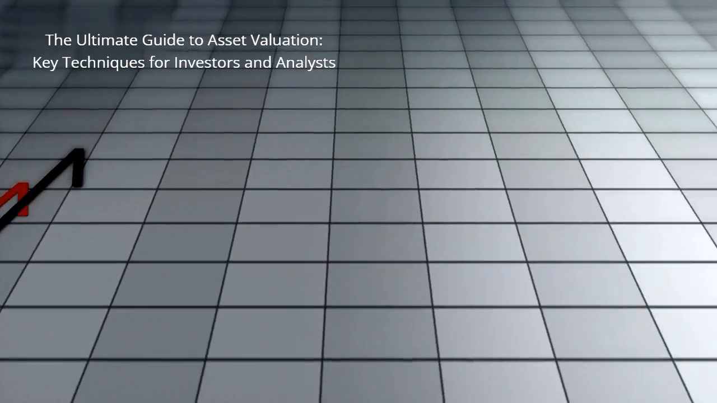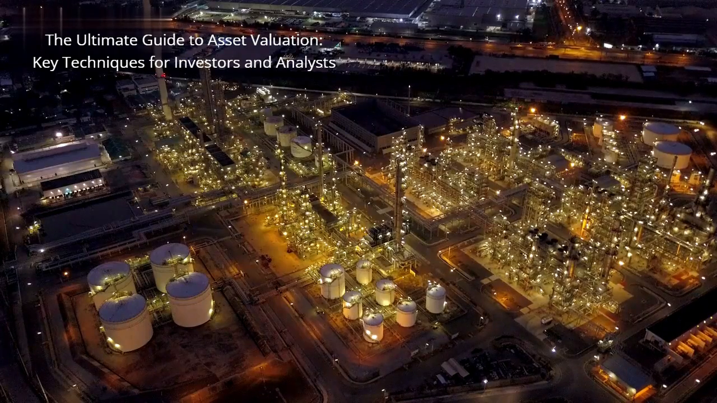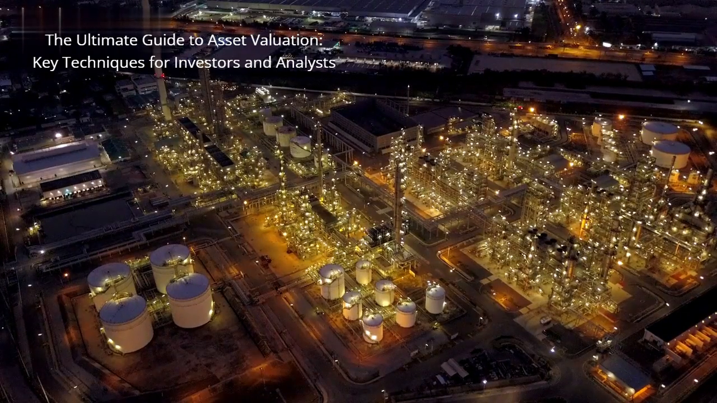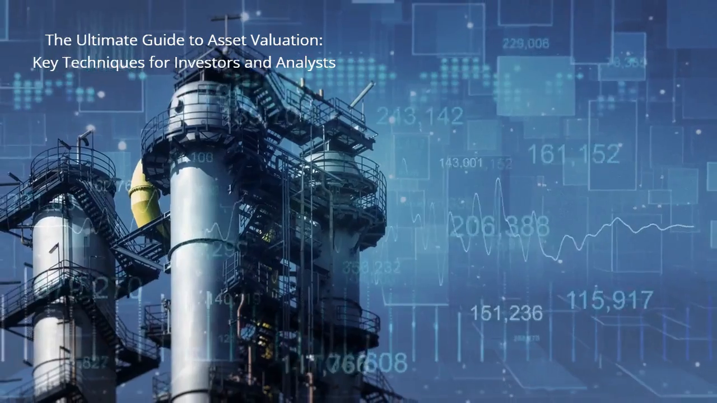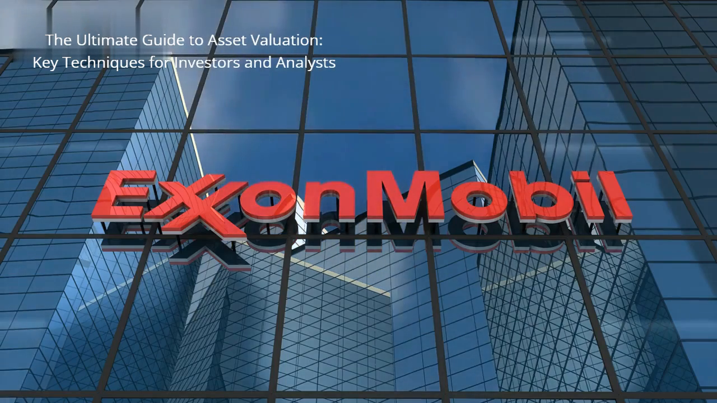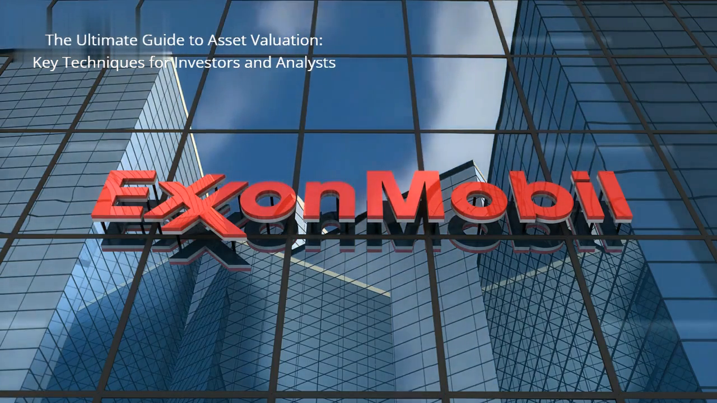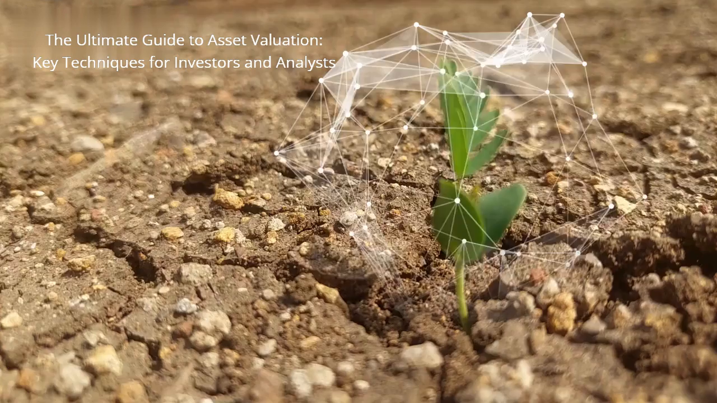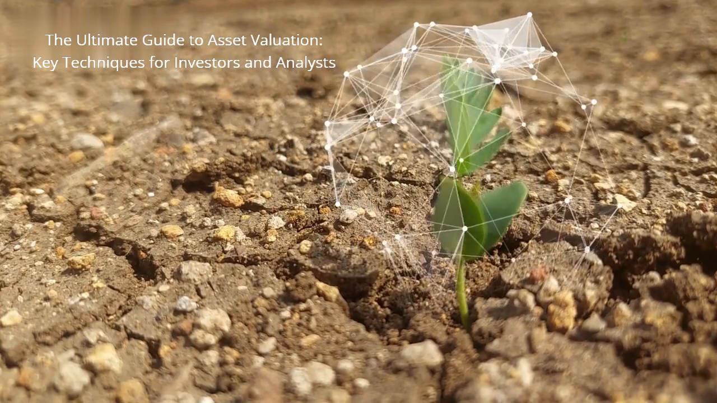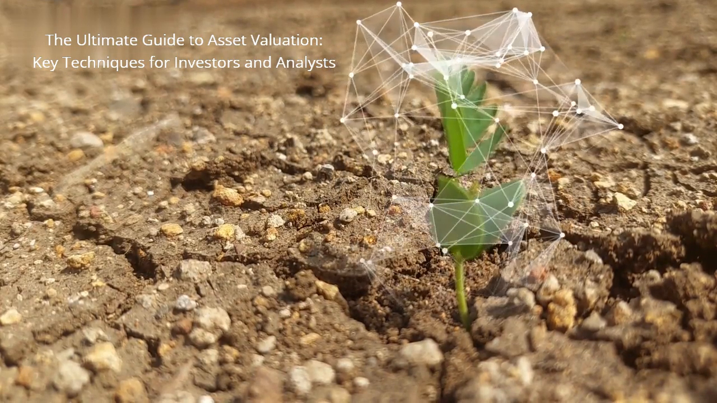6. Energy and oil companies. Best method: net asset value, NAV. Why? Energy companies rely on physical assets such as oil fields and refineries, making asset valuation critical. Example: companies like ExxonMobil or BP can be valued based on the net value of their tangible assets. Alternative method: discounted cash flow, DCF. DCF can also be applied if the company has long-term cash flows from exploration or renewable energy projects.